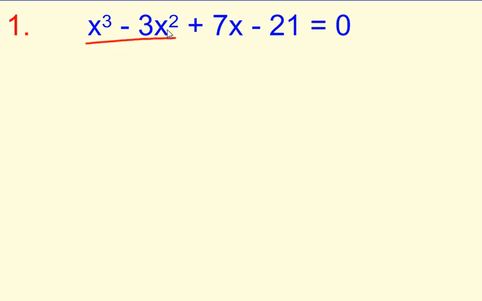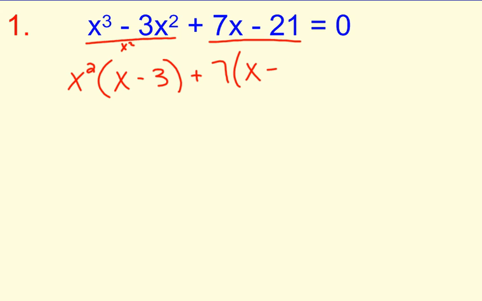So I'm going to continue with that method, and I'm going to group my first 2 terms and my last 2 terms. In my first group, I take out the greatest common factor, which in this case is x squared. So I'm dividing each term by x squared, which would give me x minus 3. I'm going to bring my plus sign down, and then I look for a greatest common factor in my second group, which would be 7. And I have x minus 3, and we equal 0.